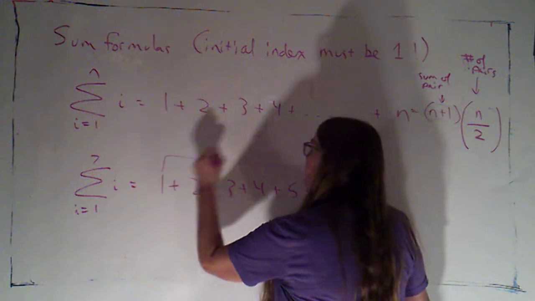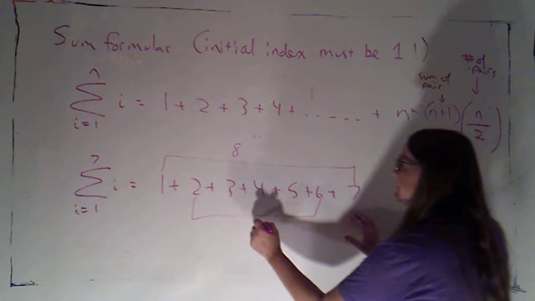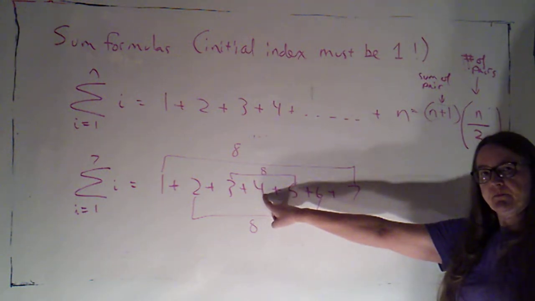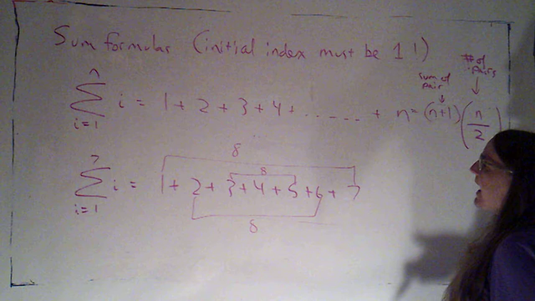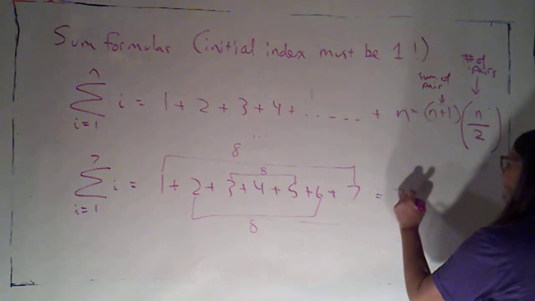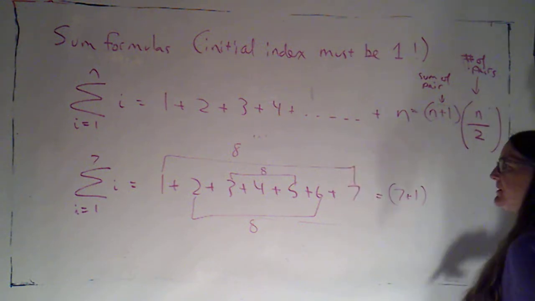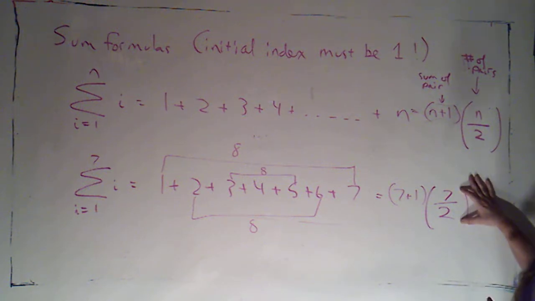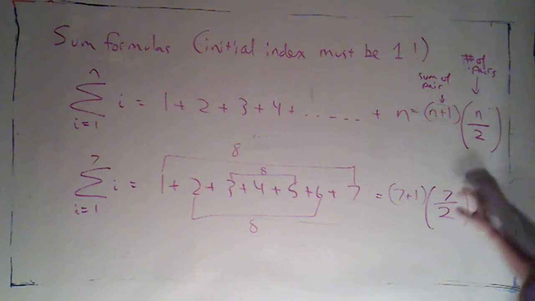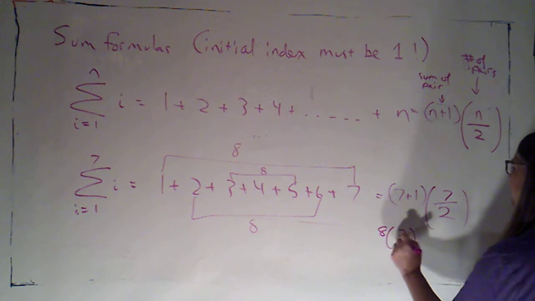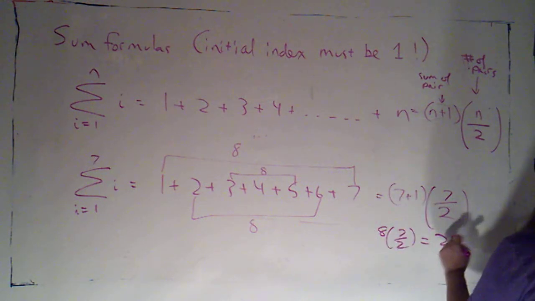But 1 plus 7 is 8. 2 plus 6 is 8. 3 plus 5 is 8. This one extra term, that's like half of a pair. And notice it's giving me half of an 8. So I could say this is 7 plus 1, the biggest number plus the smallest number, times 7 halves. That's 3½ pairs. Each pair gives me an 8. The half pair actually is just a 4. So this would be 8 times 7 halves, which is going to be 28.